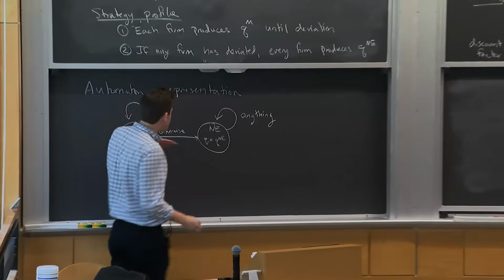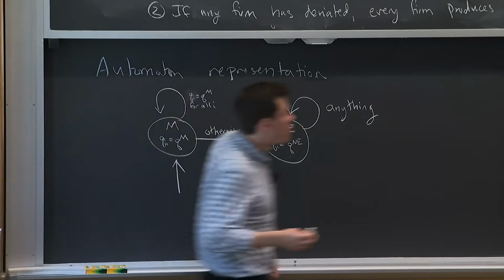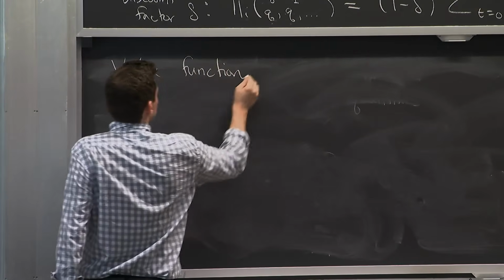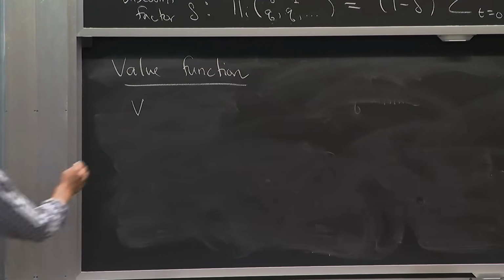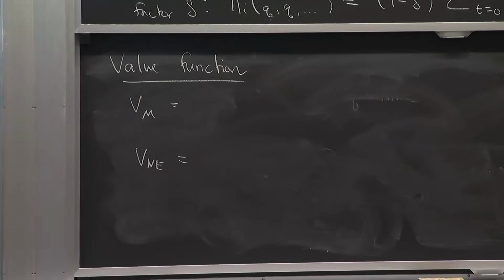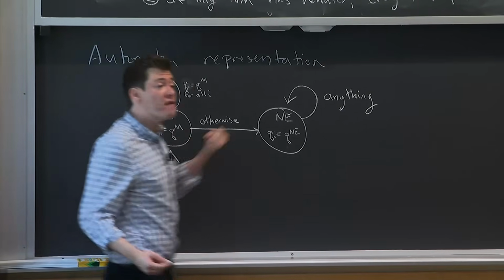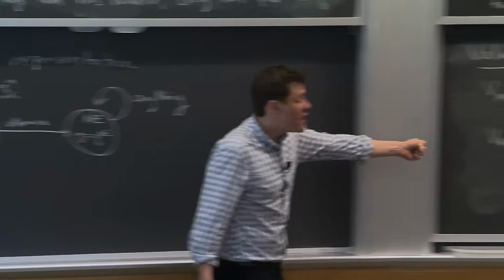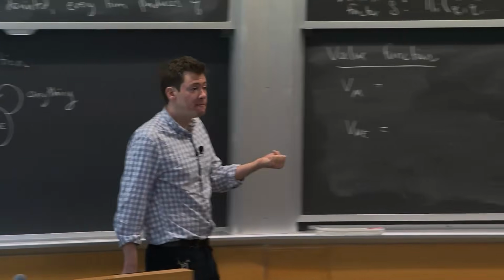It turns out the key to analyzing equilibrium using this automaton representation is to write down what we'll call the value function. In this case, we need to specify the value function in each of the two states. So we're going to have Vm and Vne. What the value function says is, suppose, in the first case, we're in state M today, and everyone follows this strategy. What is the average discounted payoff of the firms going to be? And Vne says, if we're in state Ne, and we all follow that strategy, what is the average discounted payoff of each firm going to be?